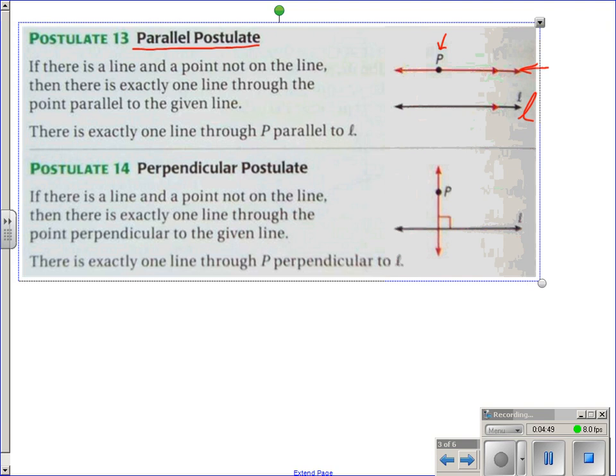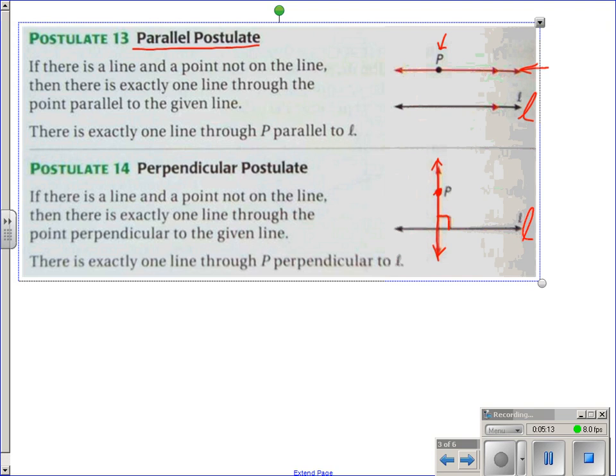So you got a line and a point not on the line, there's only one parallel line through that point parallel to the original line. The perpendicular postulate basically says the same thing. If you have line L and some point P that is not on that line, there is exactly one line that goes through P perpendicular to line L.